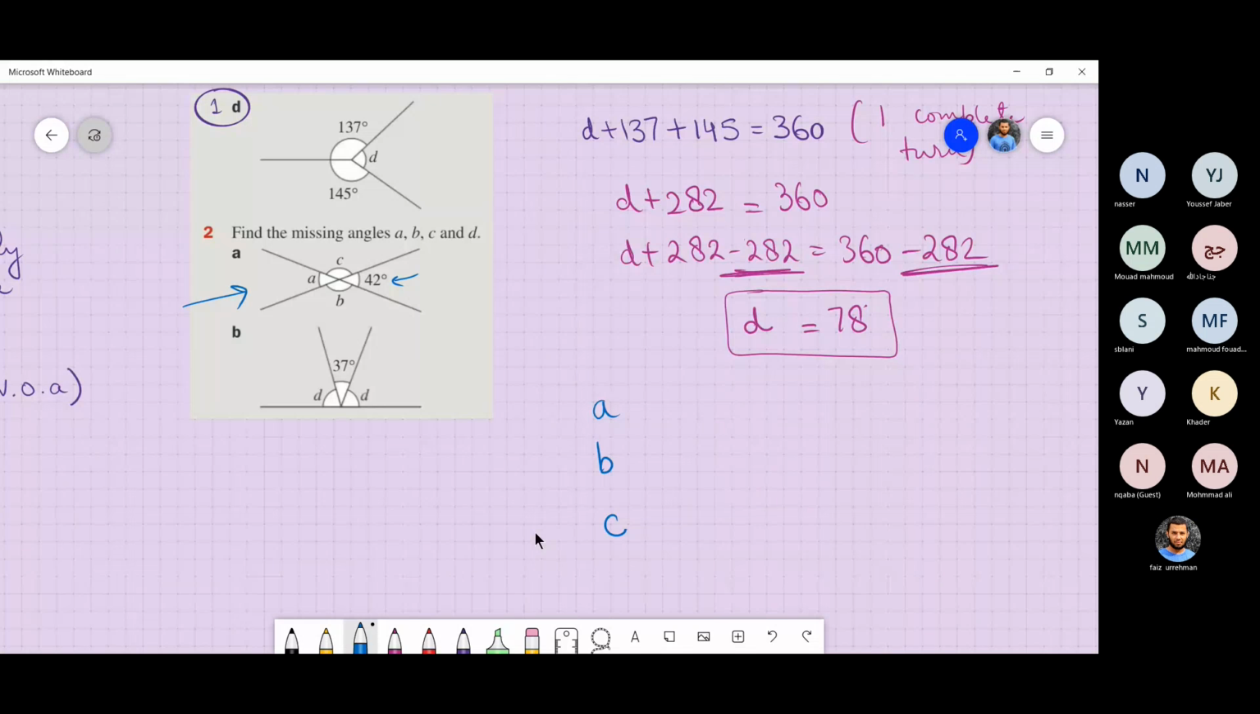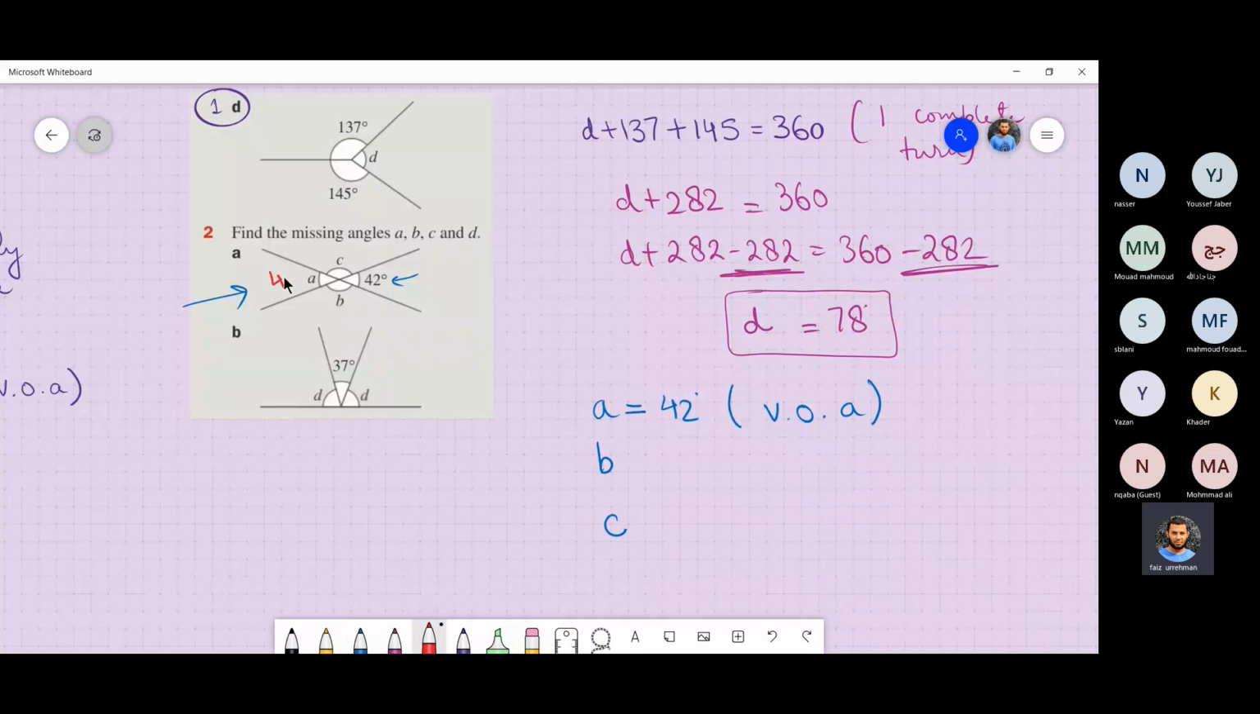A. Because A is on the opposite side. C is not on the opposite side, and B is not on the opposite side. They are on the adjacent side. So we will not take C or B. We will take A. So A will be how many degrees? 42. And the reason we will write in bracket is vertically opposite angle. Okay. So A is 42.